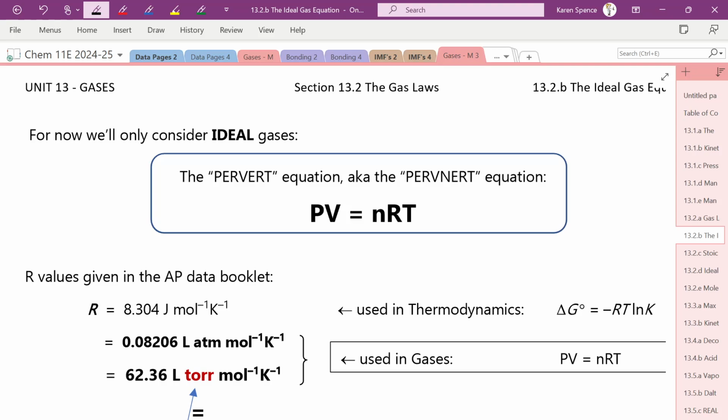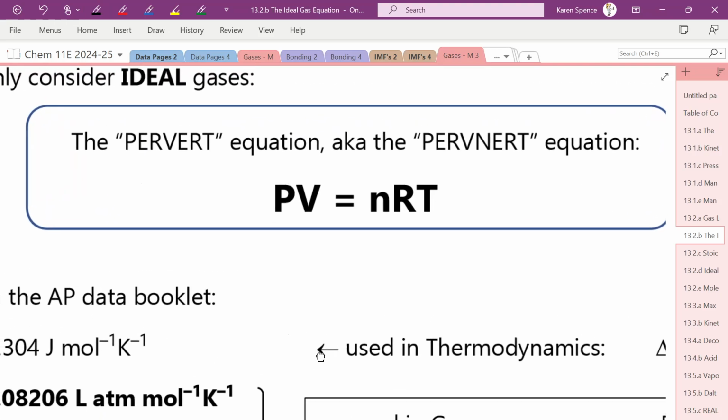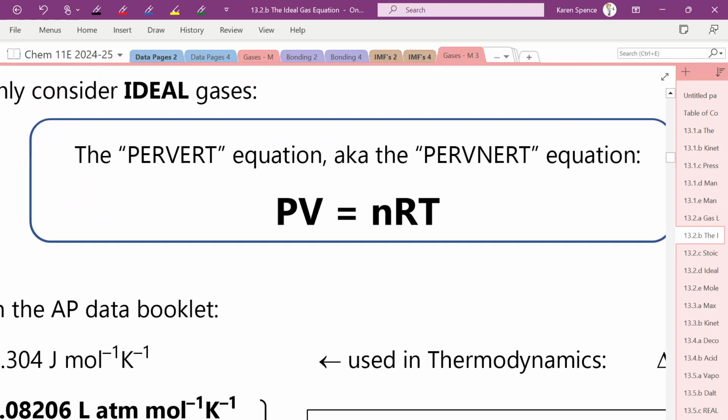But apparently on the AP exam, now that it's online, you have to pull up your equation sheet on the same screen. And it's going to be like a laptop screen, so it's a little awkward. So if you just know PV equals nRT, then you don't have to look it up. And how can you remember it? Many people call it the pervert equation or the perv-nert equation because it helps them remember it. PV equals nRT.